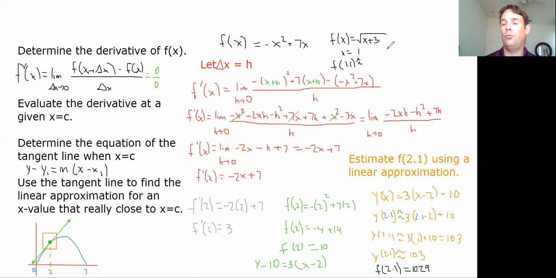So your function is root x plus 3. X equals 1 to get your derivative and tangent line. Then I want you to use that tangent line to approximate it when x is 1.1. All right, go for it. Let you guys pause the video, see what you come up with.